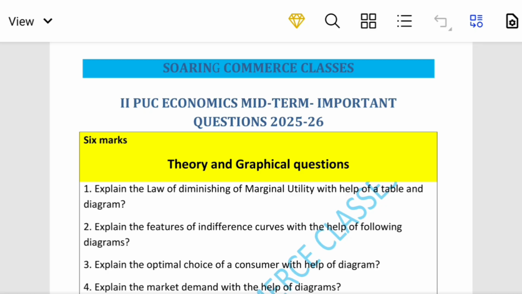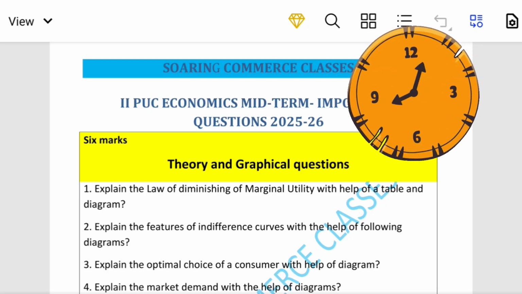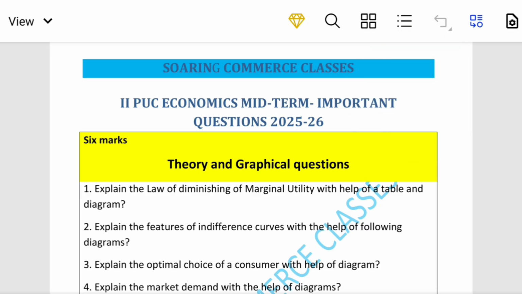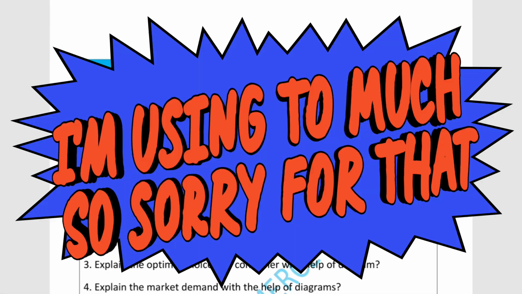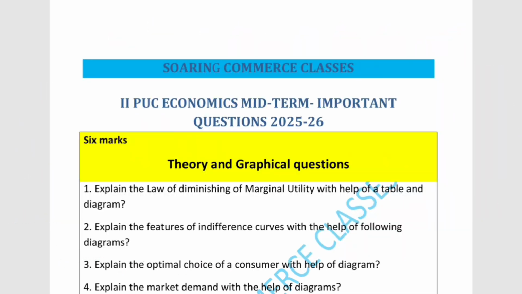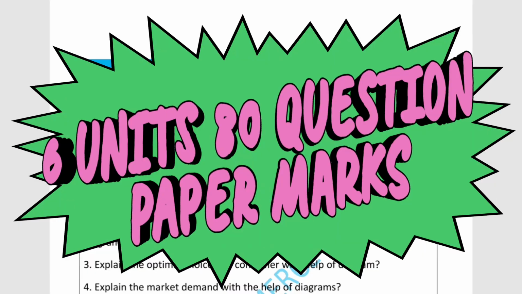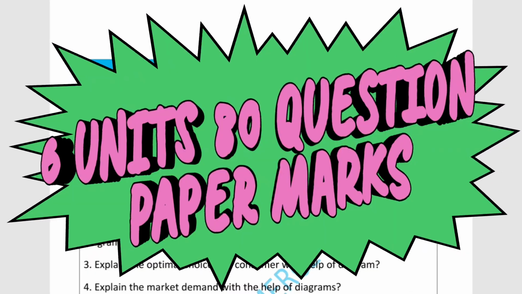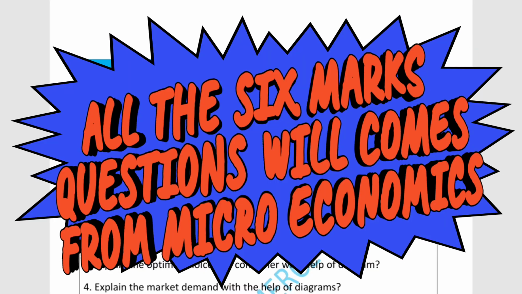Okay, so without wasting any time, I'm going to be starting the important 6 marks questions from the economics. For the midterm, we will have the syllabus covering microeconomics 5 units and macroeconomics 1 unit. Totally, from these 6 units, they are going to be raising the 80 marks question paper. Okay, so mostly all the 6 marks questions will come from microeconomics.